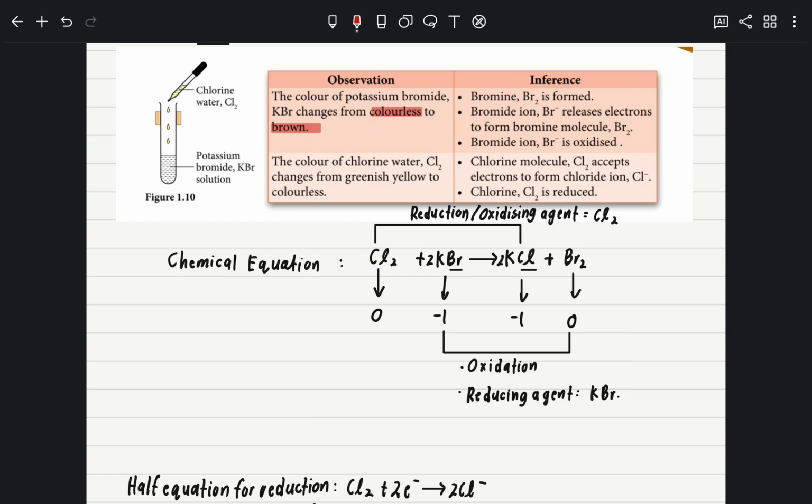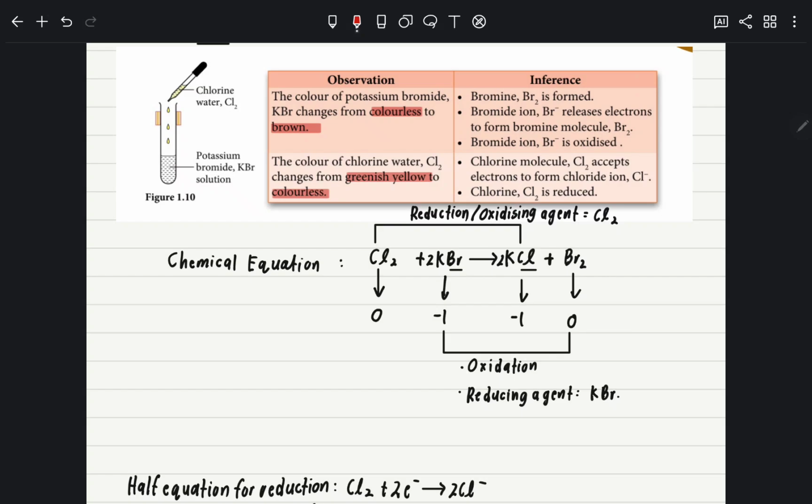Okay, then chlorine water. What color is chlorine water? Yes, chlorine water is greenish yellow. Okay, then it becomes KCl. You can see my arrow to here. So when the arrow is here, it means it becomes halide. So for sure its color is colorless when it is halide. Understand? So this is the concept. This is what they're trying to say with the observation.